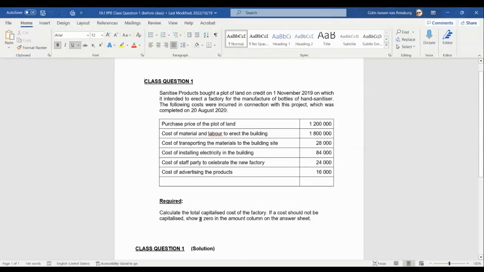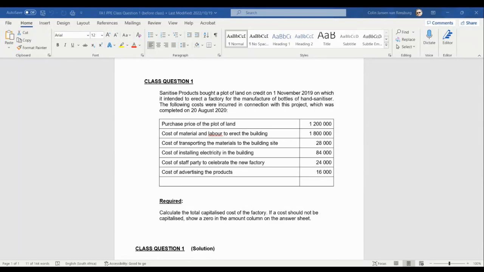Ladies and gentlemen, that last little part there is actually quite important. It sounds as if it's not important, but you could actually be allocated, and you normally will be allocated, a mark for the zero, because that indicates to us that you know that that cost should not be capitalized, but that it should be written off as an expense, right? So there's a good reason why you must always remember to put in a zero in a table, whether it's an online test or a written test, doesn't matter. The same principle applies. If it must not be capitalized, you must put in a zero there.